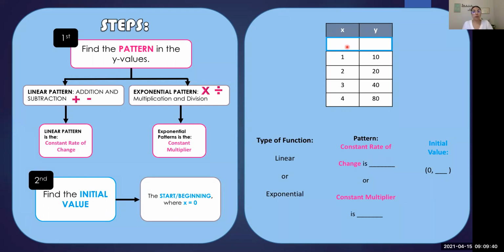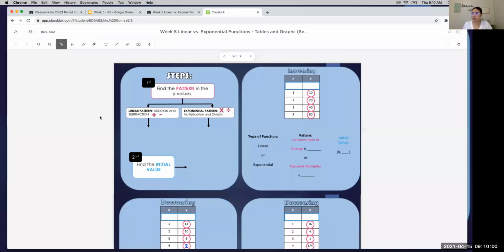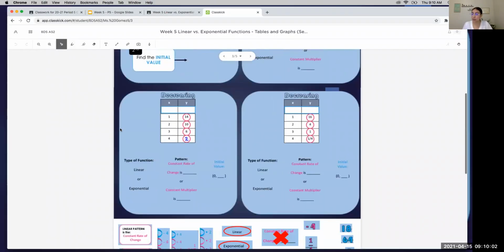Okay, so those are the steps we would take to be able to accomplish those three objectives. Can you tell if a table is linear or exponential? Can you find the rate? And can you find the initial value? Those are the three pieces of your objective. So we're going to go over to your class kick notes. We're going to go ahead and carry those pieces over.